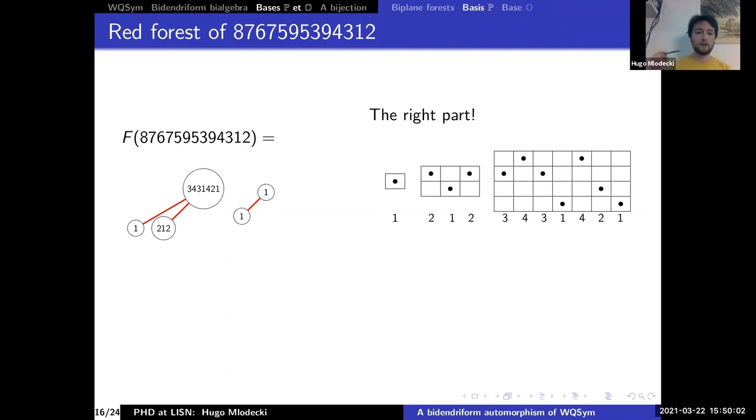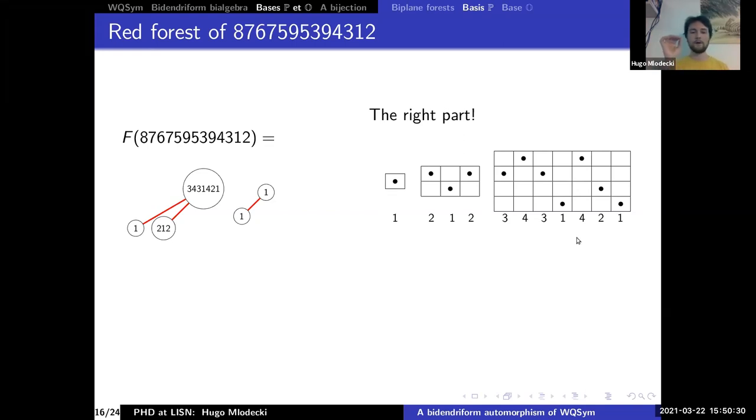Okay, so let's focus on the right side. We start from the red skeleton. So this is the same word as before. We have this red skeleton. We know that all the words that are here are red irreducible words, because in a red skeleton, all the nodes are labeled by red irreducible words.